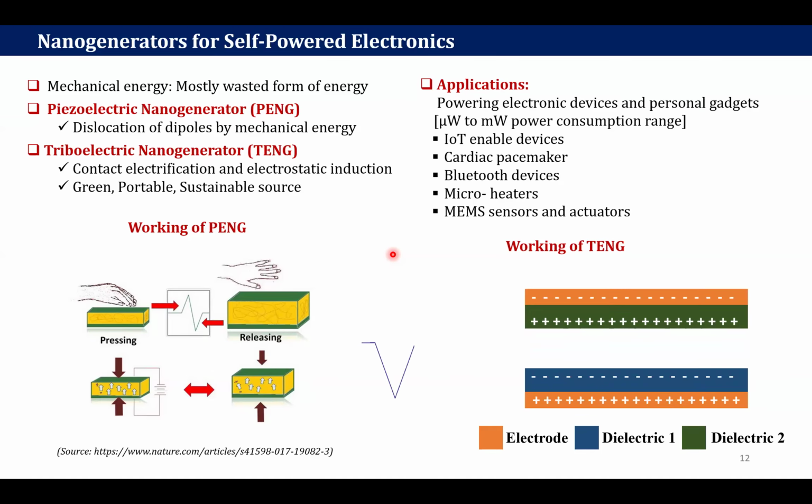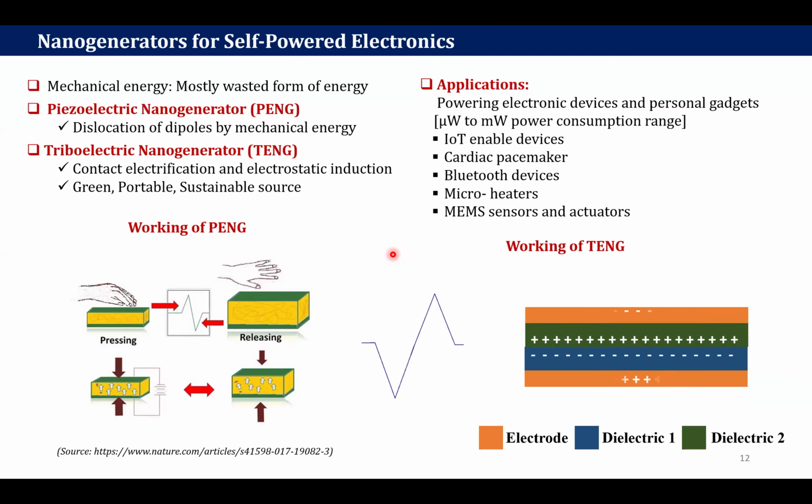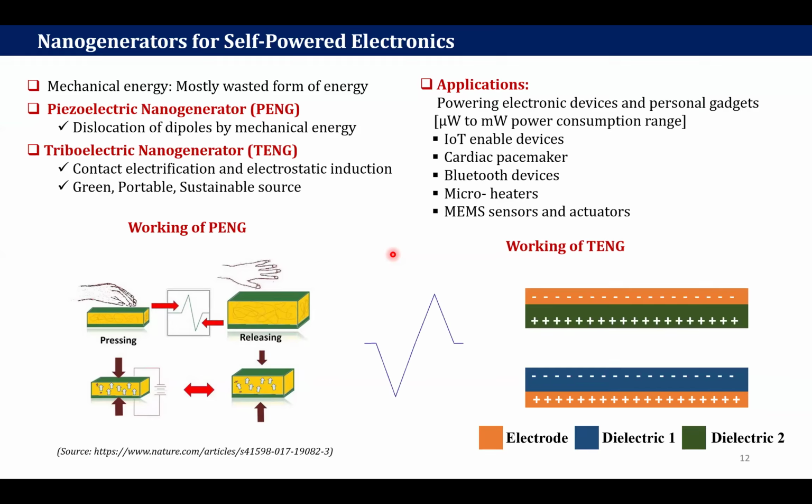You can see that when two materials which are dissimilar in their electrostatic series come in contact, positive and negative charges get formed because of friction. Once they are separated apart, in order to compensate the charge, electrostatic induction happens on the backside of the electrodes. So once you connect these electrodes to an external circuit, current can flow in a particular direction.